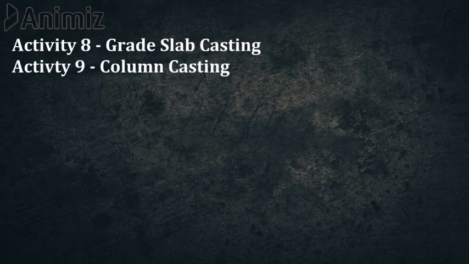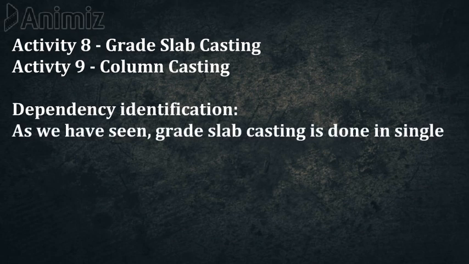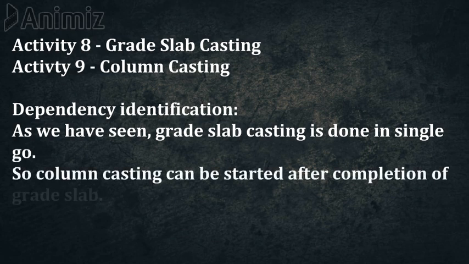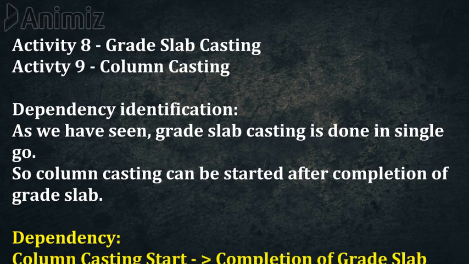So how is column casting dependent upon the grade slab casting? As we have seen, grade slab casting is done in a single go. So column casting can be started after the completion of the grade slab. So the dependency is decoded as: column casting starts after the completion of grade slab.